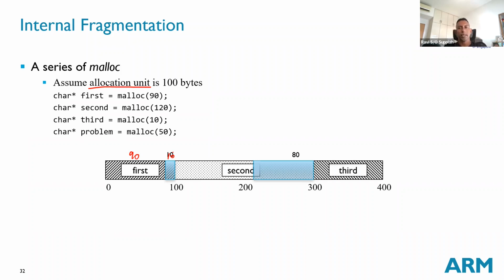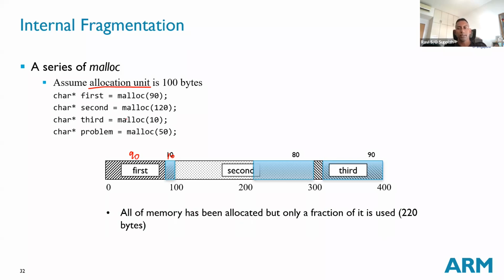And then when I ask for another 10, you give me 100, but I only use 10, so 90 is free. This is internal fragmentation, because you see I have a lot of free space, but when I ask for just 50, it's not possible. It's not going to give it to me because I don't have any more free allocation units, since everything is in multiples of 100 bytes. So this is another issue, internal fragmentation.